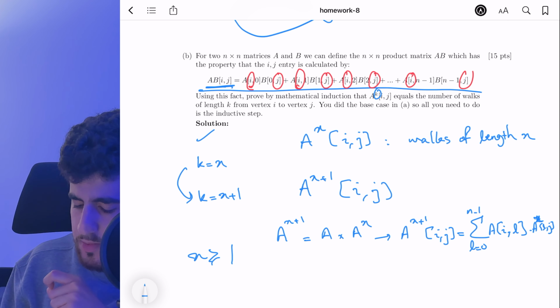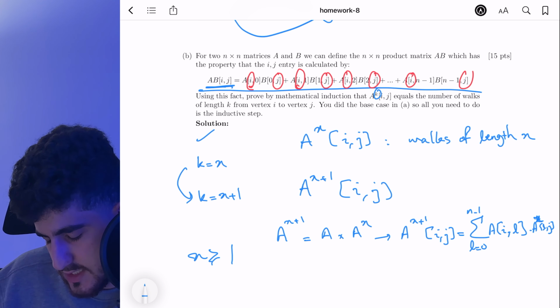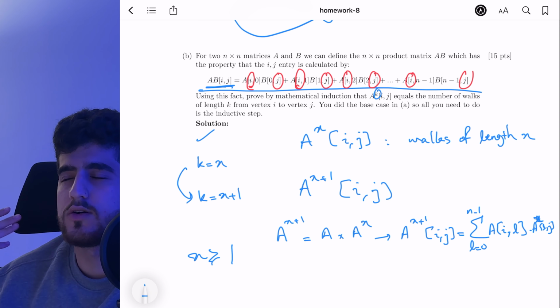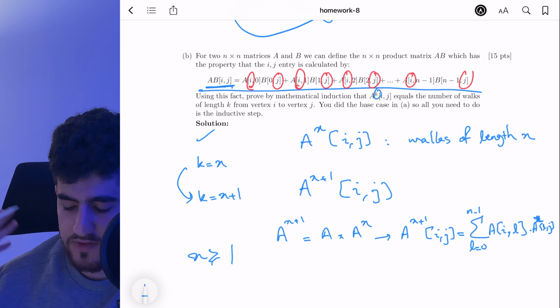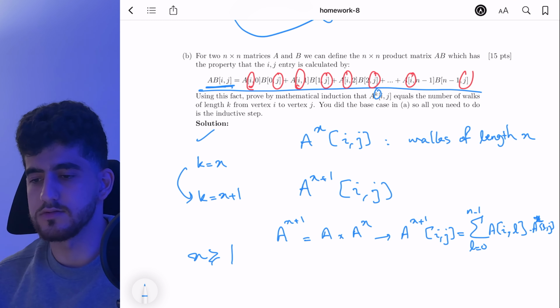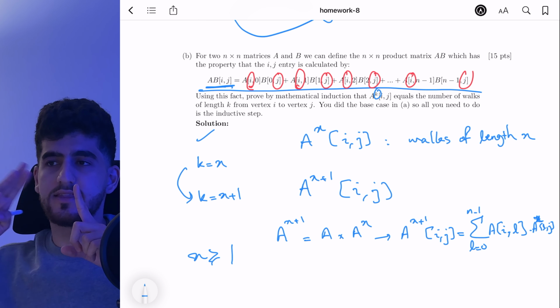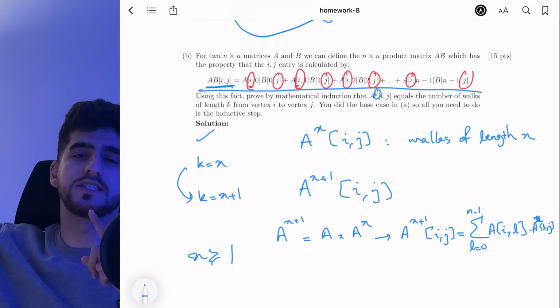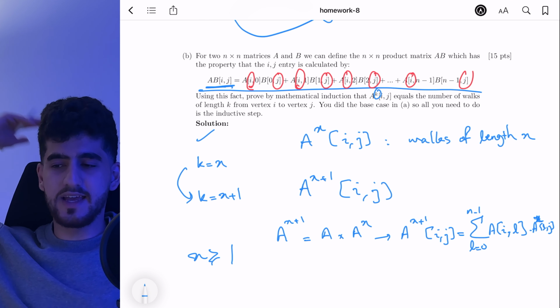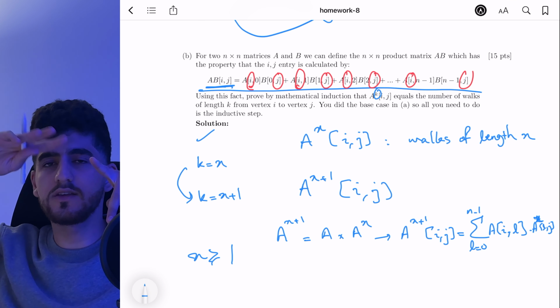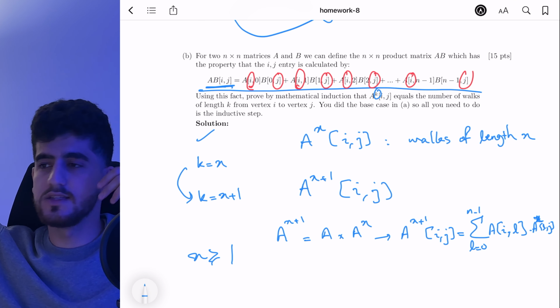Okay, so a to the power of x plus 1 of i and j is equal to this. Well, what's the intuition behind this? Well, the whole intuition is that a walk of length x plus 1 is equal to a walk where you first go one edge and then you have x additional edges. So if you have x plus 1 edges, it means that first you have one edge and then you have x additional edges. That's the whole point.